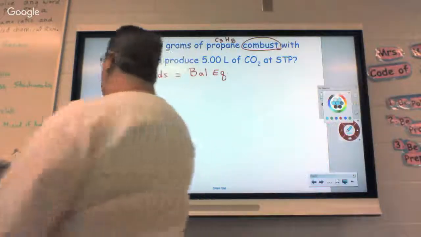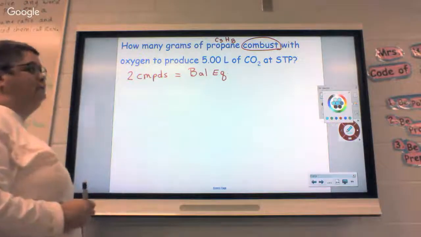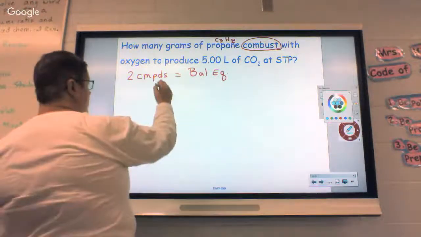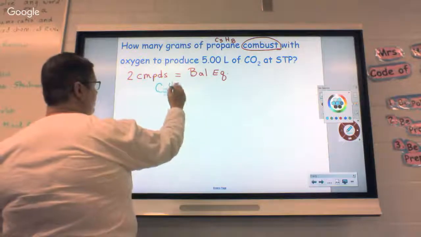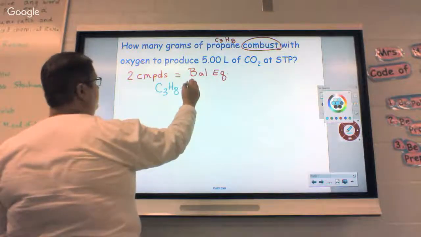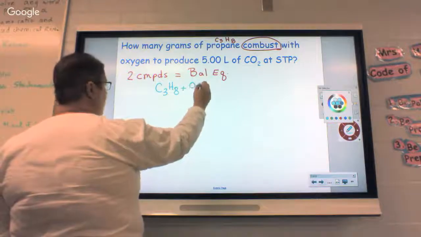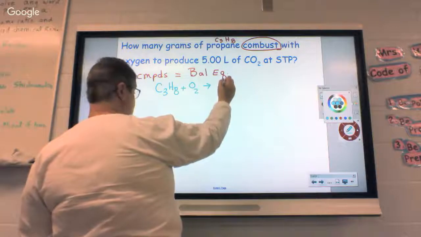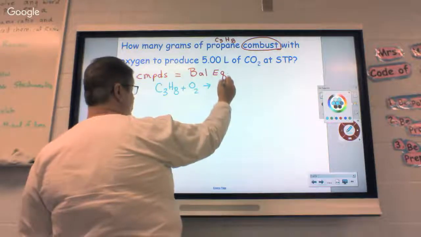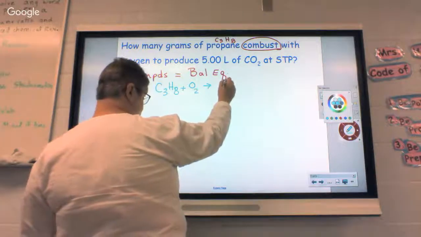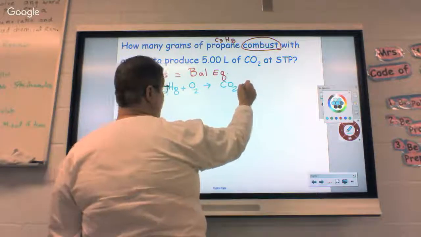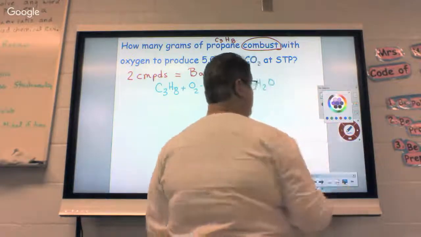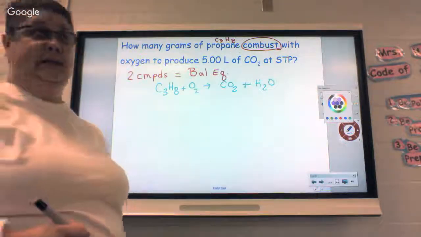Now, from here, let's write the equation. Propane is C3H8 plus oxygen, and we get what 2 products? H2O and CO2. Remember, if you forget that, you can look it up on your reference table, at the bottom of page 6.